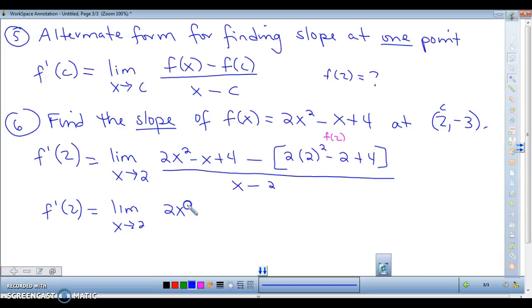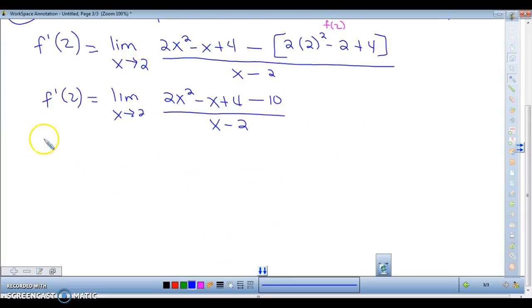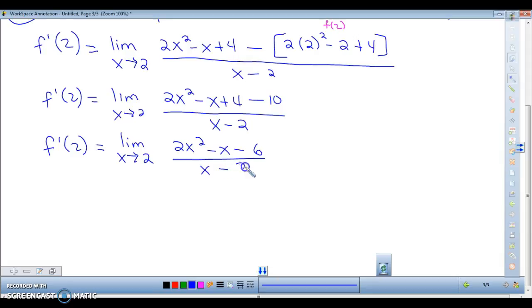So that's going to be 2x squared minus x plus 4. All of this right here works out to be what? That's 8 minus 2 is 6 plus 4 is going to give us 10. So that's going to be a minus 10 all over x minus 2. And we're going to find this limit by using some of those analytical techniques that we learned early on with limits. So that's 2x squared minus x minus 6 all over x minus 2.